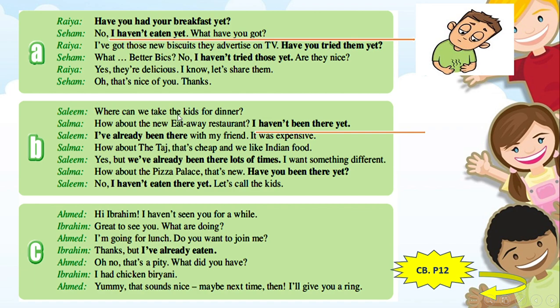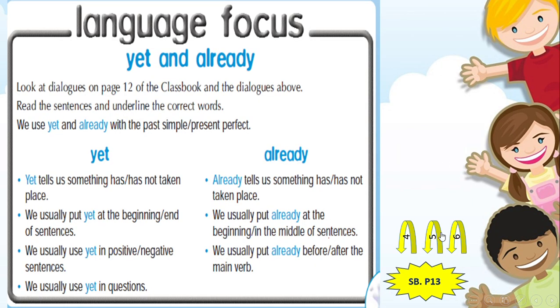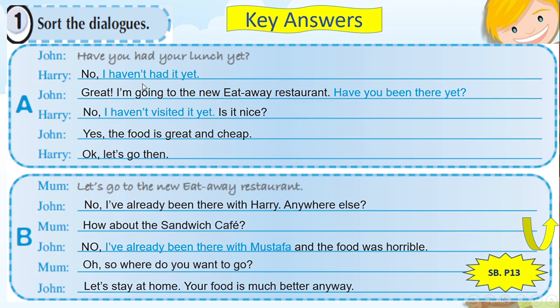Where can we take the kids for dinner? How about the new Eataway restaurant? I haven't been there yet. So, do you think this person has been there yet, students? No, he hasn't. He said, I haven't been there yet. So, the action, what, students? Excellent. The action hasn't taken place yet. Very good. Let us discover the dialogue in the skills book.